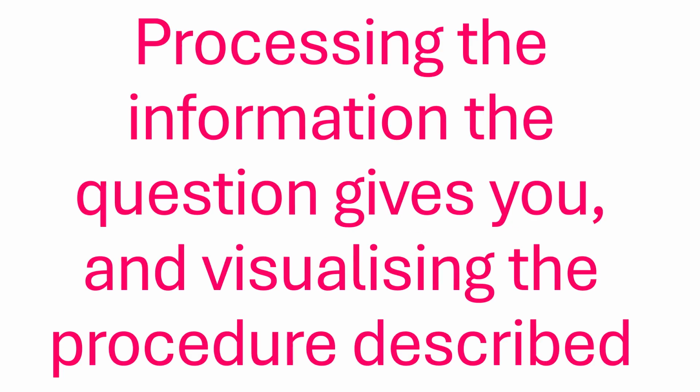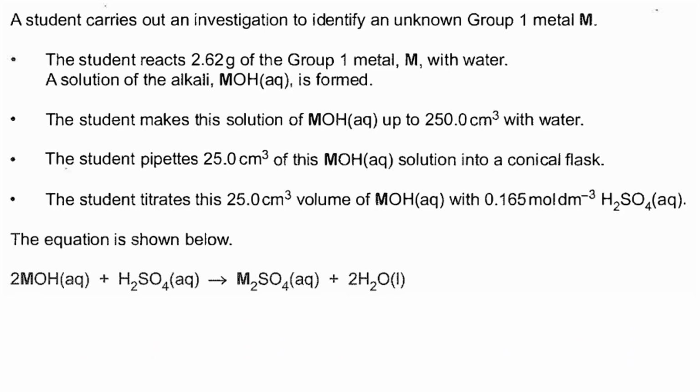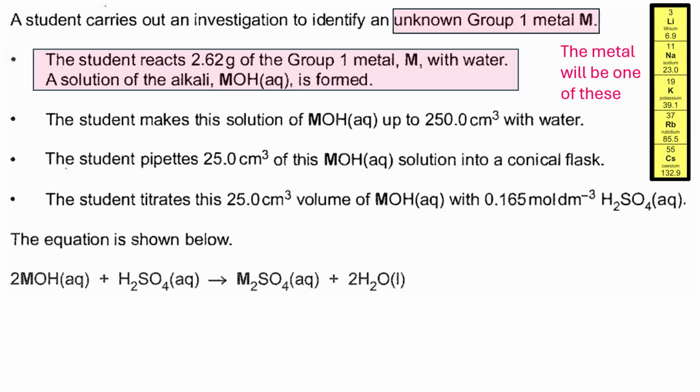First of all, let's process the information the question gives you and think about visualizing the procedure that they're describing. So a student carries out an investigation to identify an unknown group 1 metal. Obviously the metal is going to be one of these. You'll notice if you have your periodic table in front of you, I've not included francium at the bottom. That's because that element, even though it's very reactive, is also radioactive. It's unlikely the student's going to be carrying out an investigation using a hydroxide of a radioactive element.